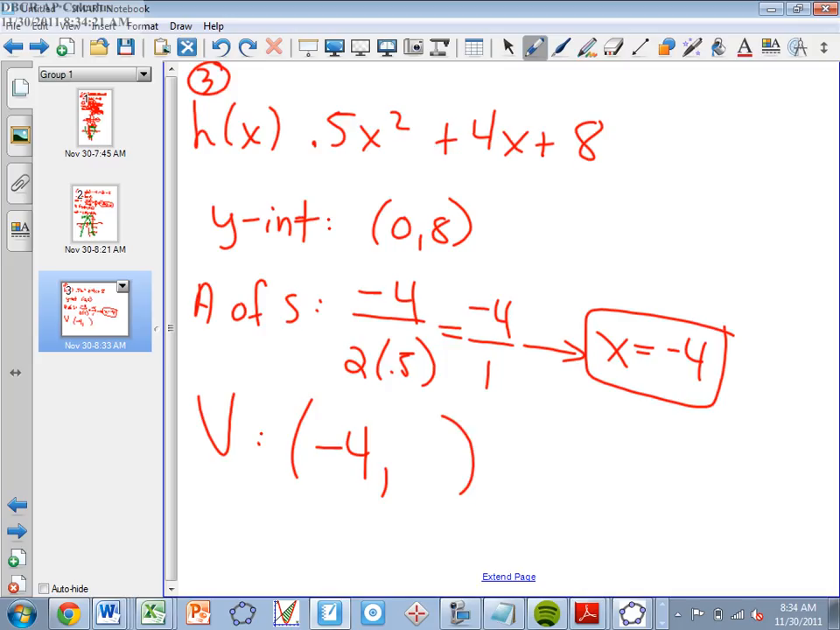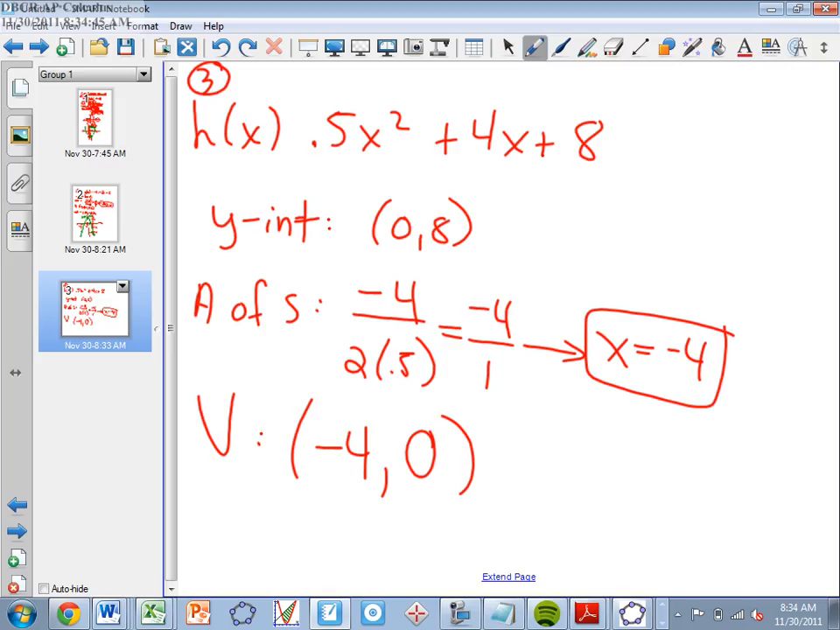Be careful. Check your work, people. If you square negative 4, you're going to get 16. Half of 16 is 8. This is going to be 8 minus 16 is negative 8, plus 8 gets you back to 0. If you check negative 4 in your equation, you will get 0 as a y value.